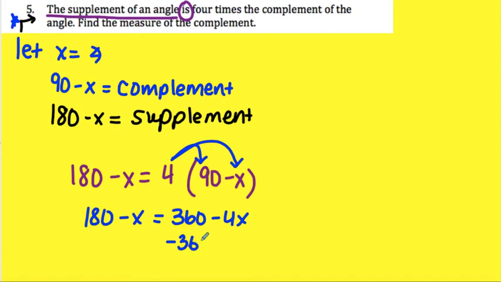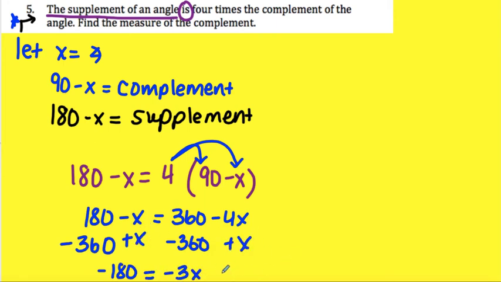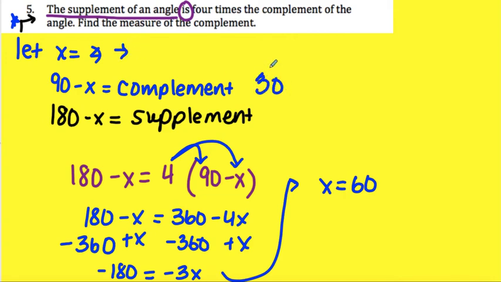I'm going to subtract 360 from both sides, and I get negative 180. I'm going to add x, and that gives me negative 3x. I divide, and I get x equals, what is that, 60? Okay, so x is the angle. I want the complement, which would be 30.